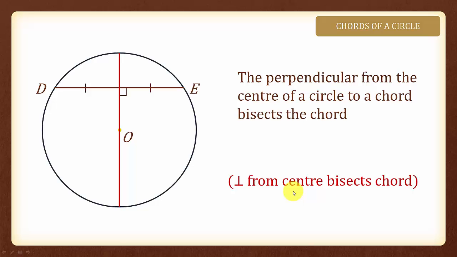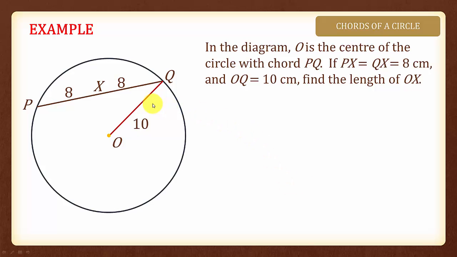Now let's look at some examples. In the diagram, O is the center of the circle and we have chord PQ, whereby PX is equal to QX, which is equal to 8 centimeters, and OQ, which is also the radius, is 10 centimeters. We are asked to find the length of OX.